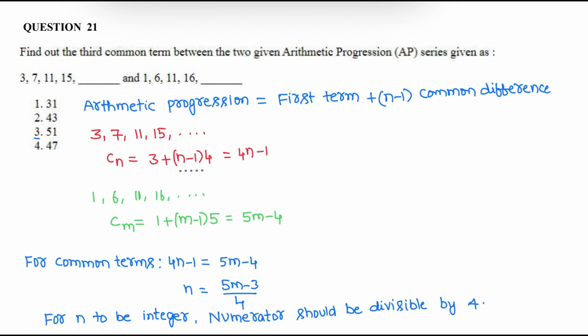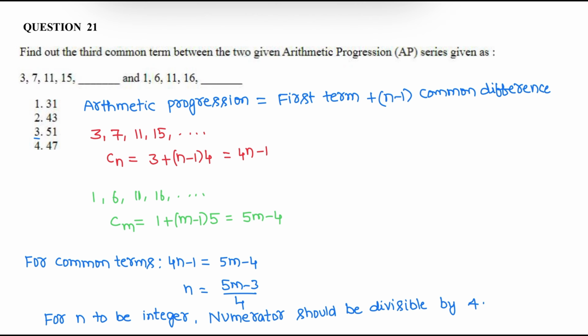3 plus n minus 1 into d. Difference is 4. That is 4n minus 1 is the general term. Similarly, for the second expression, 6 minus 1 is 5, 11 minus 6 is 5, 16 minus 11 is 5. First term is 1 and difference is 5. 1 plus m minus 1 into 5, that is 5m minus 4. So we need to find the common terms. For common terms, this general term and this general term should be equated. 4n minus 1 is equal to 5m minus 4.